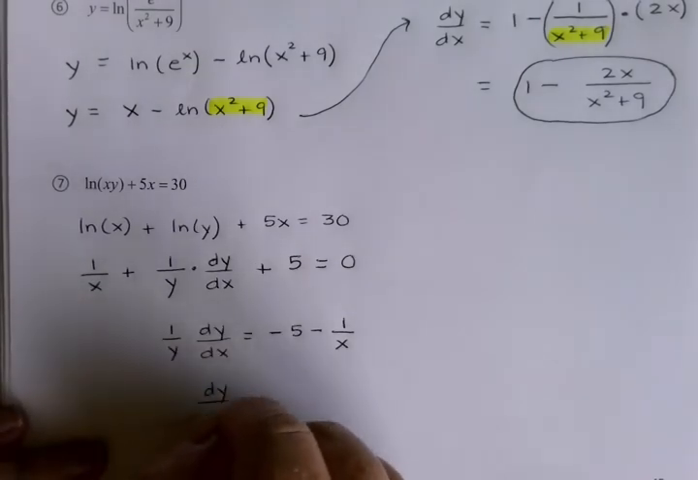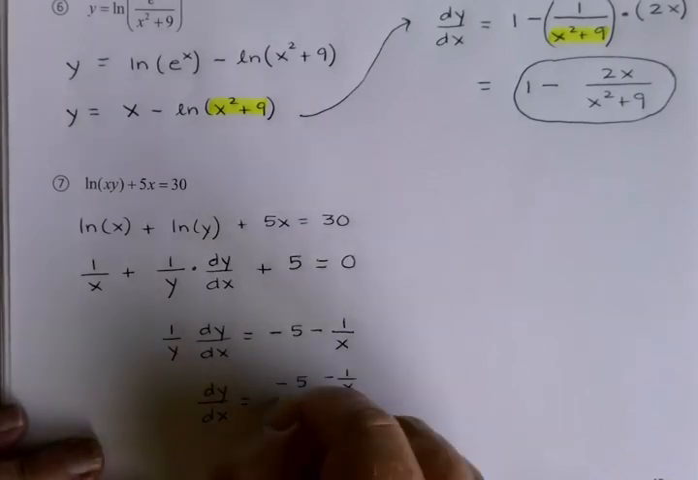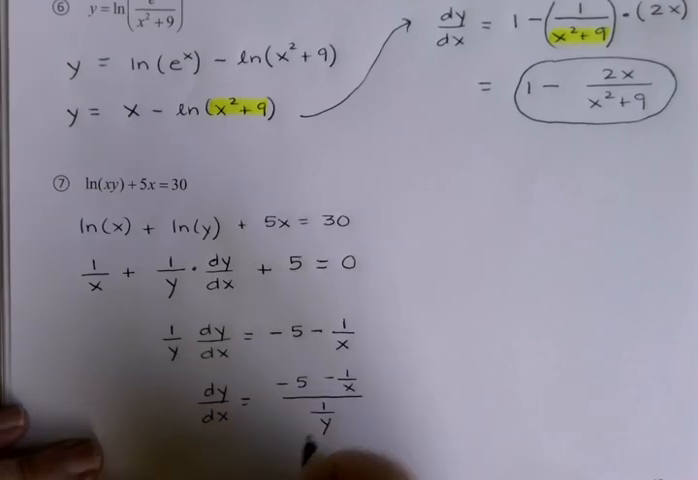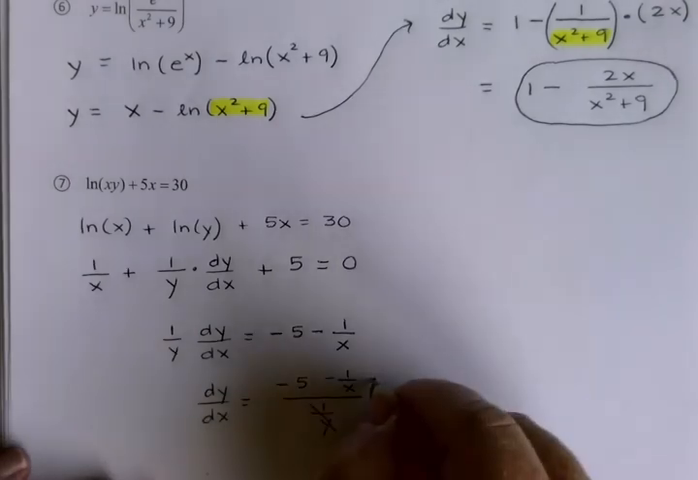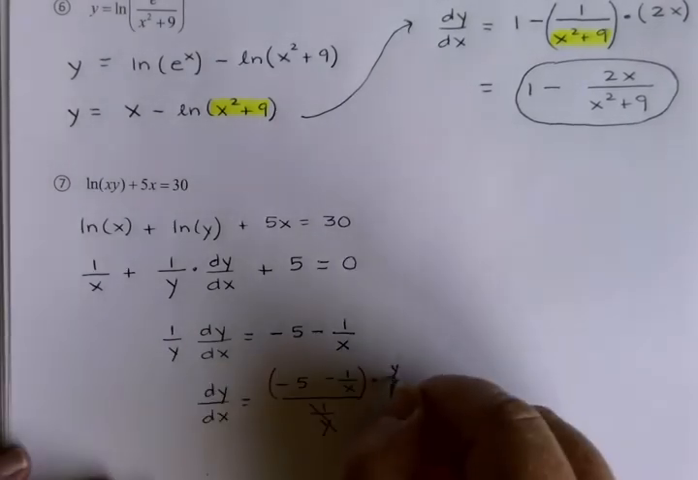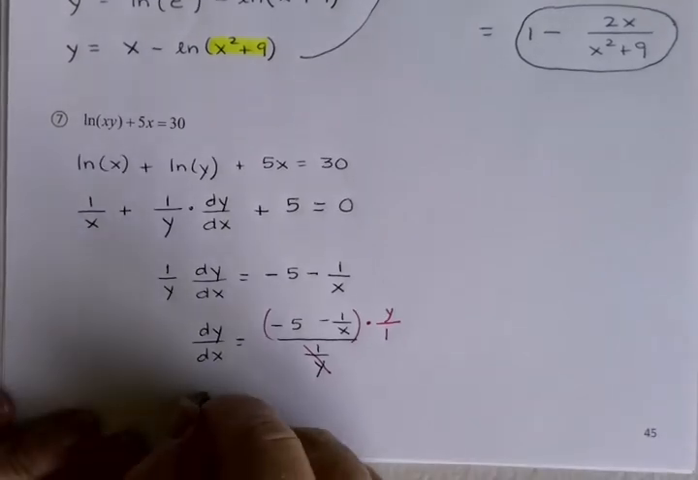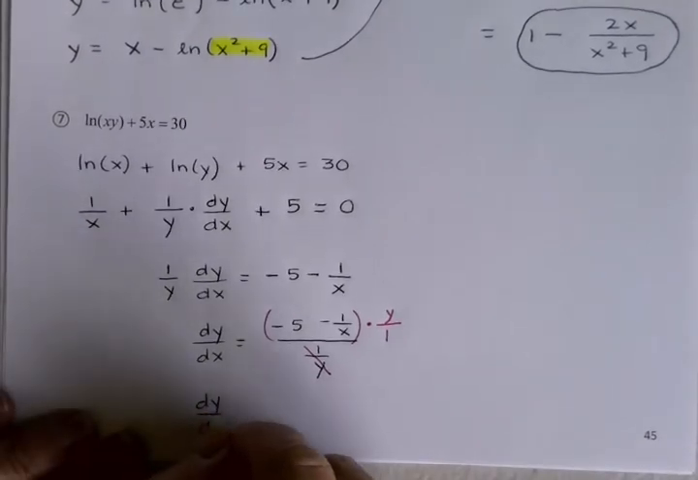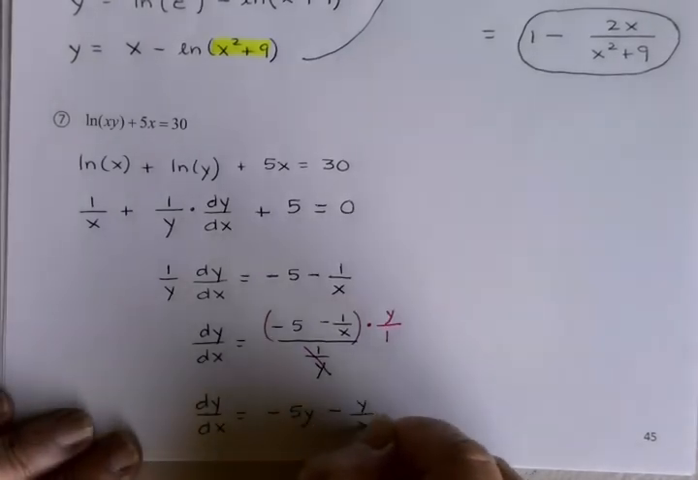and dy dx is negative 5 minus 1 over x divided by 1 over y. Now I don't love the complex fraction, so let's get rid of it. Instead of dividing by 1 over y, I could multiply by y over 1. And so my simplified form for the derivative would be negative 5y minus y over x.